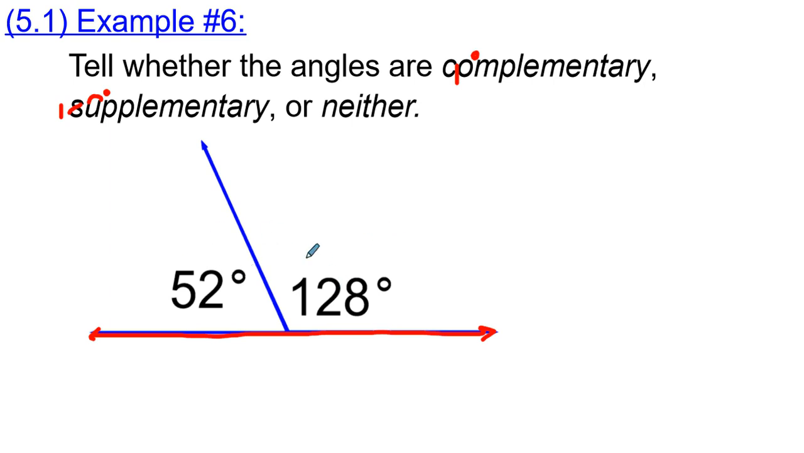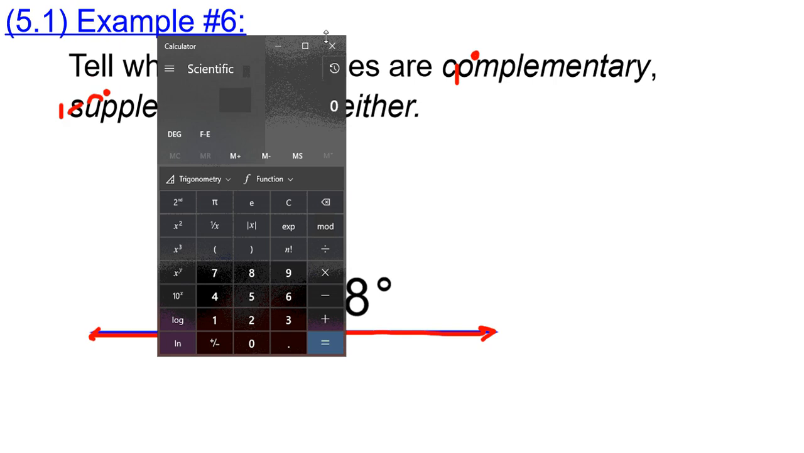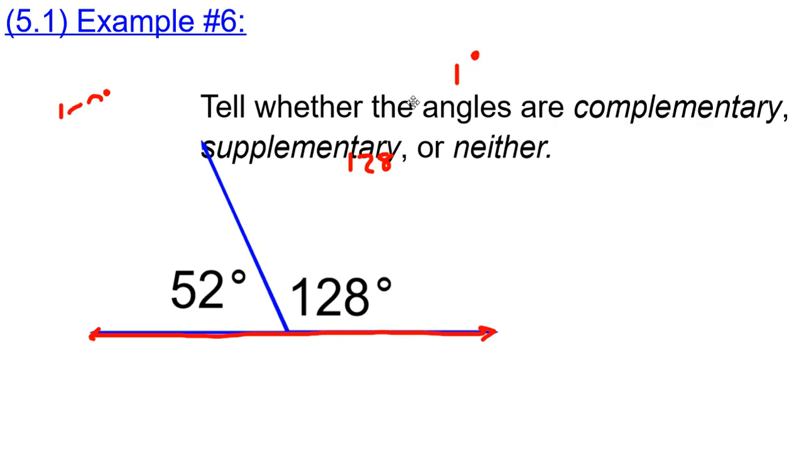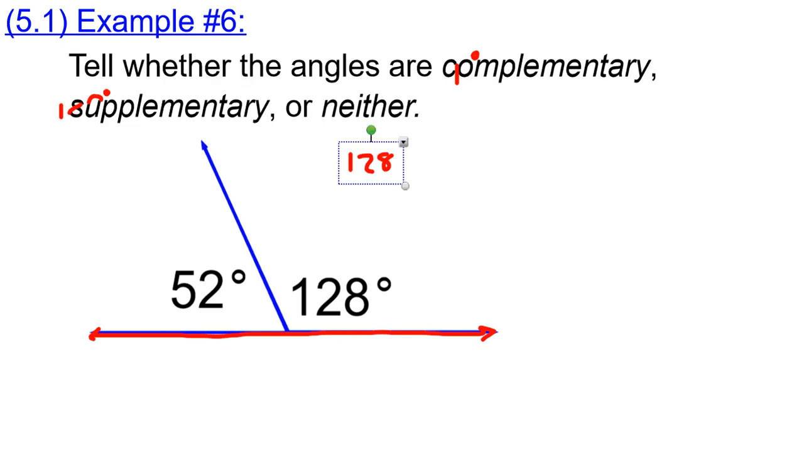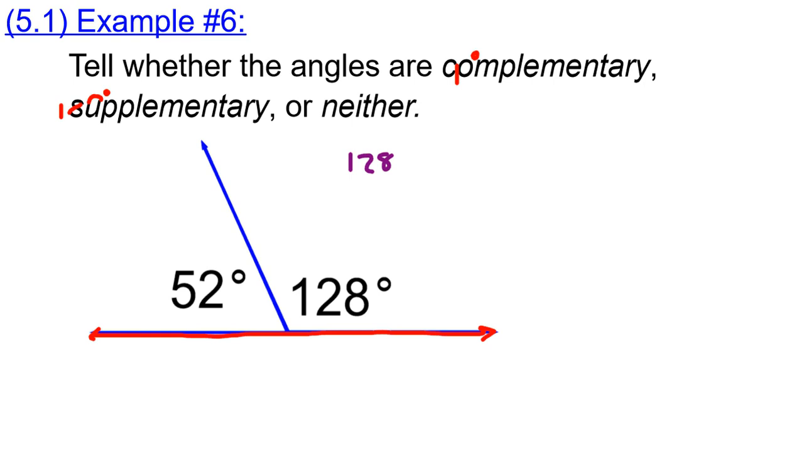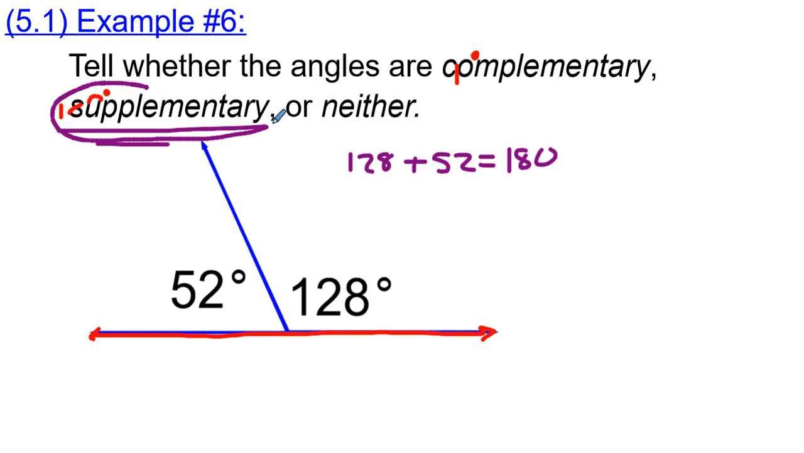So let's see, do they add up to 180? So 128 plus 52, if you have to bust out the calculator, that is okay, but 128 plus 52 is 180. I'll just show that work here. 128, I don't like writing in red. Let's go with, I'll mix it up a little bit. 128 plus 52 is 180. So again, that tells me that they are supplementary. I'm just going to circle that as my answer. They are supplementary because they add up to 180 degrees.